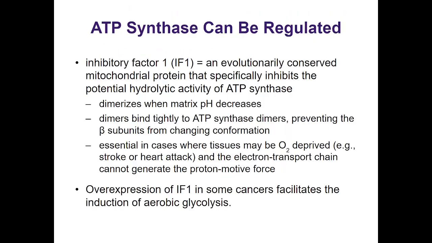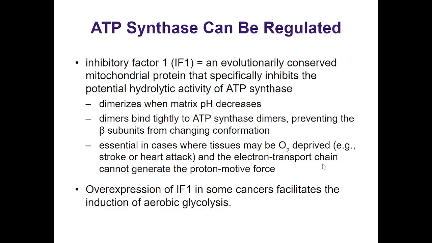Yeah. So the ATP synthase, this can be regulated. The inhibitory factor 1, IF1, this is an evolutionarily conserved mitochondrial protein that's going to specifically inhibit the potential hydrolytic activity of ATP synthase. This will dimerize when the matrix pH decreases. The dimers bind tightly to the ATP synthase dimers. This will prevent the beta subunits from changing conformation and thus lock, kind of like brakes, right? It's going to lock your axle, okay?